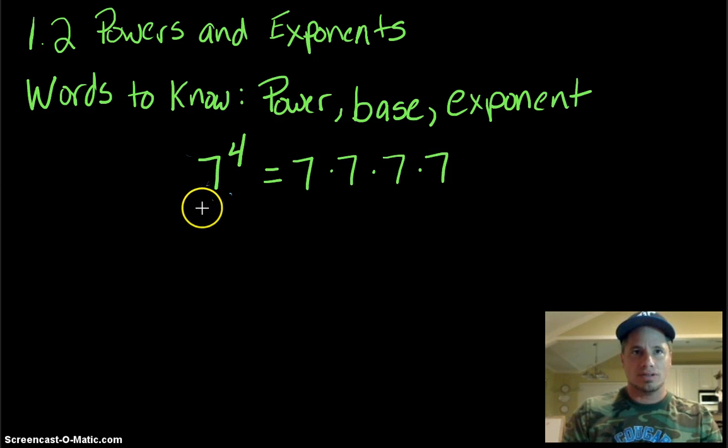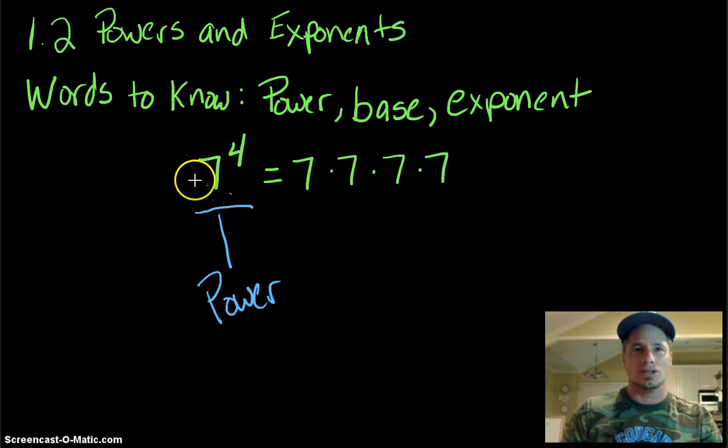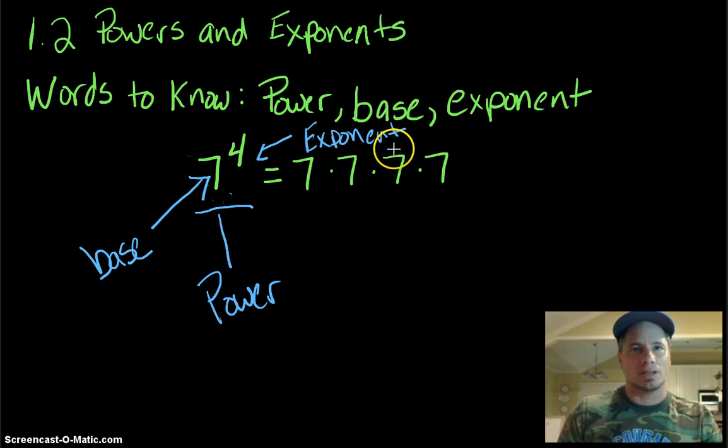Okay, 7 to the 4th, the whole thing is a power. A power is a result of repeated multiplication. The 7 in this power is called the base. And then the 4 in this power is called the exponent, if you can read that. Okay, sorry about the handwriting.